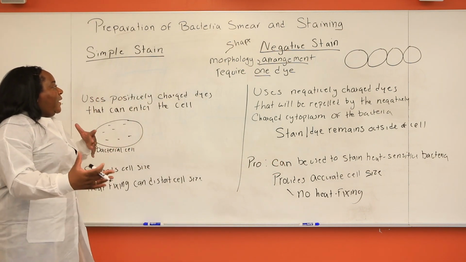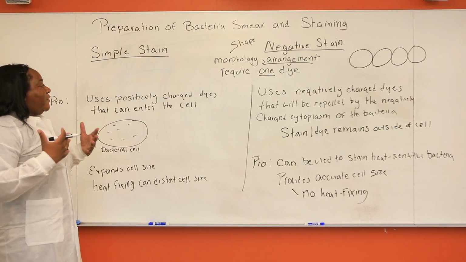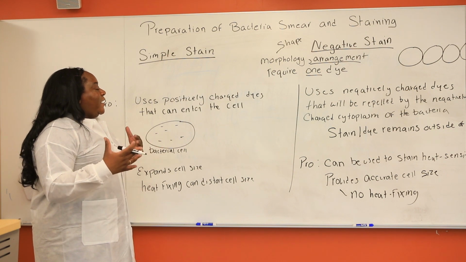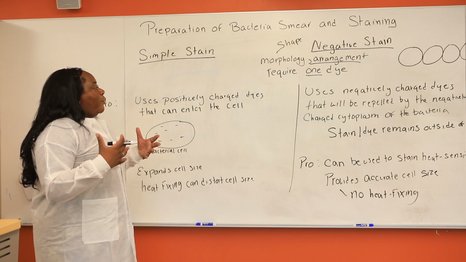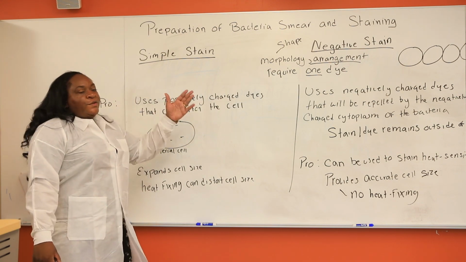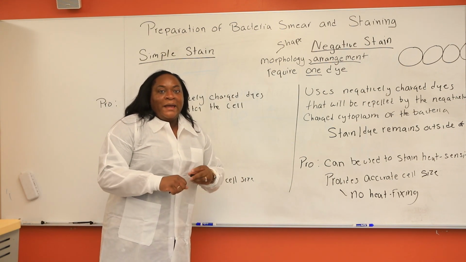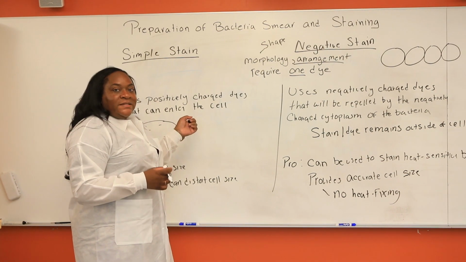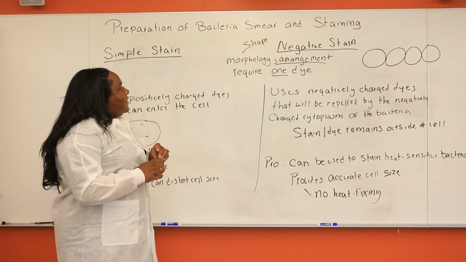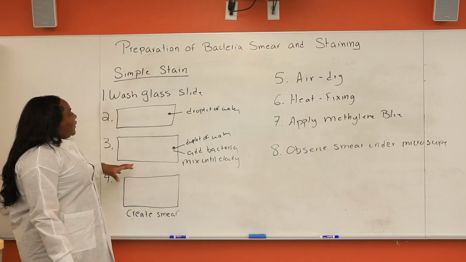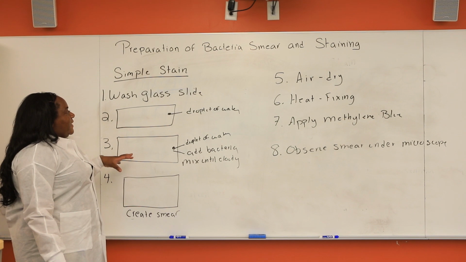Okay? So I'm hoping that that was clear and gives you a clearer picture of these two types of stains, how they compare to one another, and what your goal is when you use a simple stain versus when you use a negative stain. Okay? Now I'm going to walk you through the simple stain first, and then that's going to be followed by the negative stain. So now I'm going to walk you through the steps of the simple stain, okay?